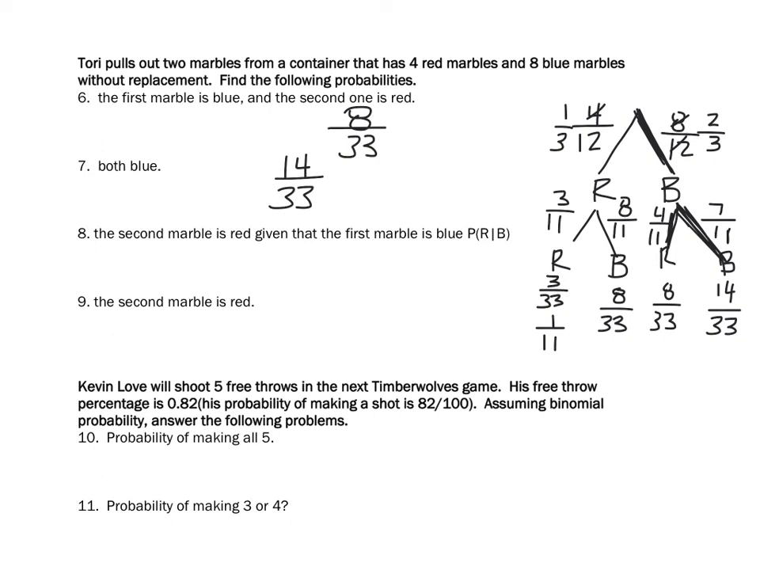Second one, red, given the first is blue. So the given condition is I'm right here. The first one is blue. It's been not replaced, so now I pick out the next one. What's the chance it's red? It would be 4 out of 11. Second marble being red, that is either this one or this one, which would be 11 out of 33, which is 1/3.